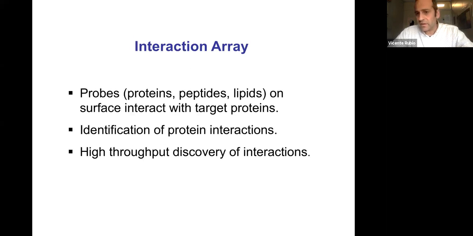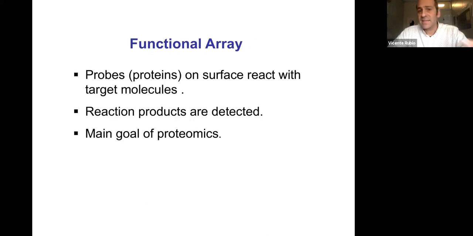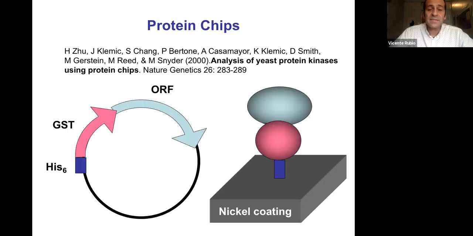And others that allow for protein-protein interaction screens in a high throughput manner. And finally, as I said, functional arrays that also allow us to analyze enzymatic activities, and what you detect is the reaction products. So you can combine all these three, and you can get an overview of the function of many proteins in your system. This system has a limitation, which is that you need to produce all those proteins.